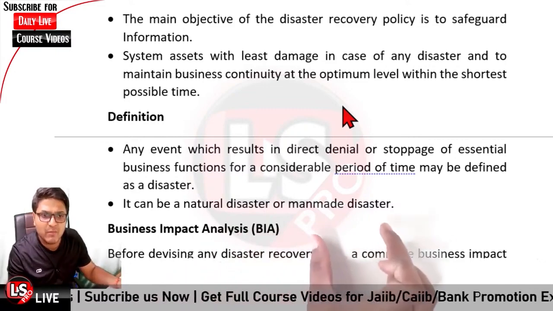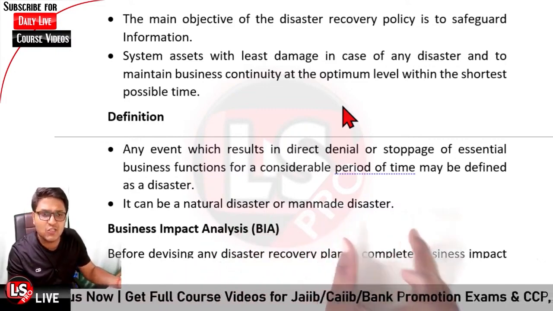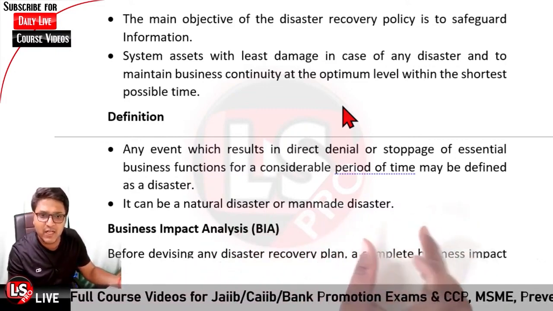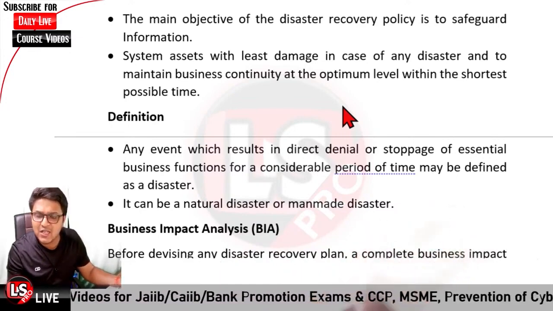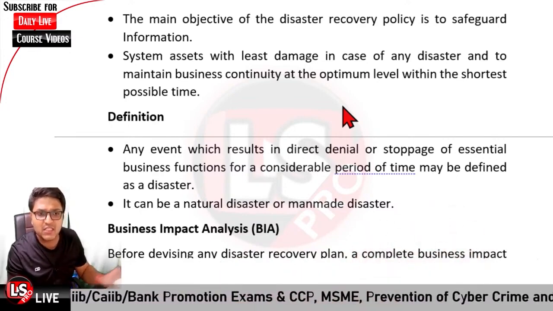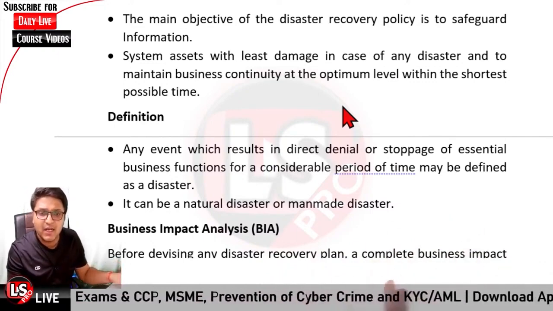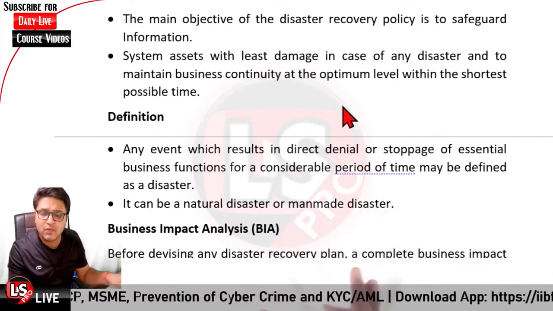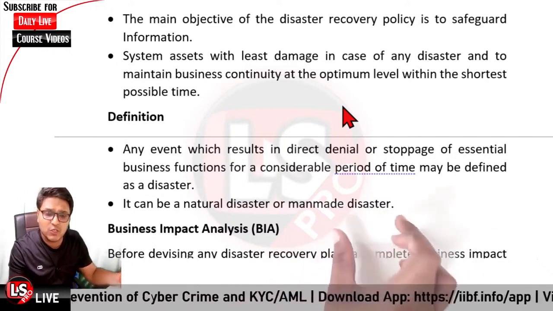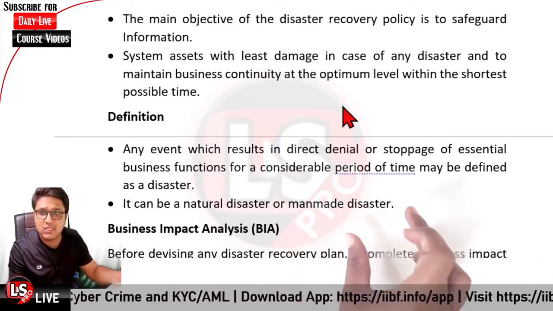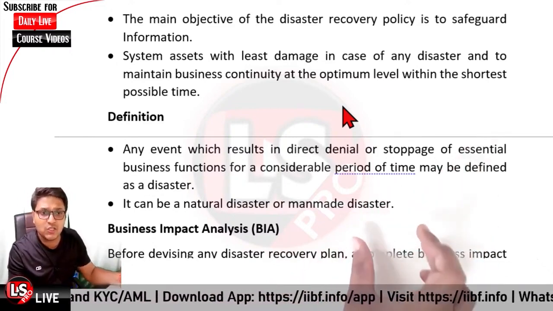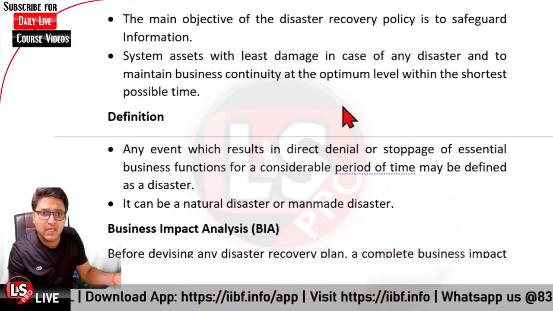Okay, and what is a man-made disaster? It is when a person intentionally damages the system. That is a man-made disaster. Or it could be unintentional, where a person who was unaware that if he does not perform his duty well, the system would fail. That could also be unintentional. So those are basically man-made disasters.